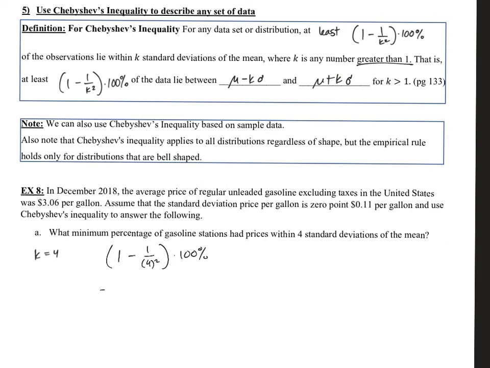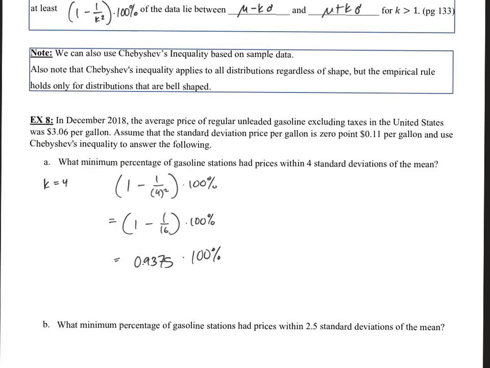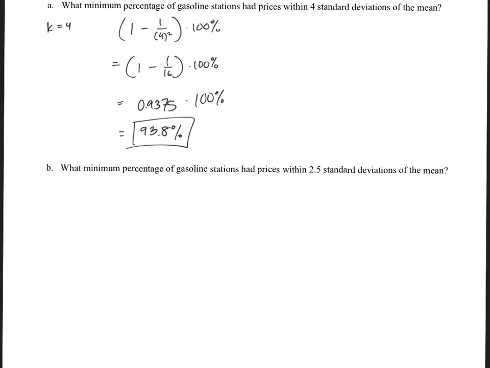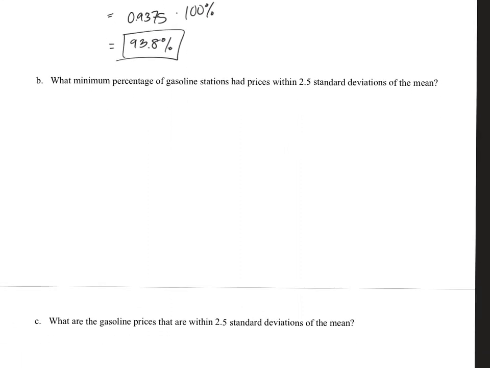Okay, so calculating this out, 1 minus 1 over 16 times 100%, and we'll get 0.9375, times that by 100%, which we end up getting, or we can end up rounding to 93.75, so that'll be 93.8% if we round to the tenths place, depending on how they tell you to round. So 93.8% had a price within 4 standard deviations. Now let's take a look at the next one.